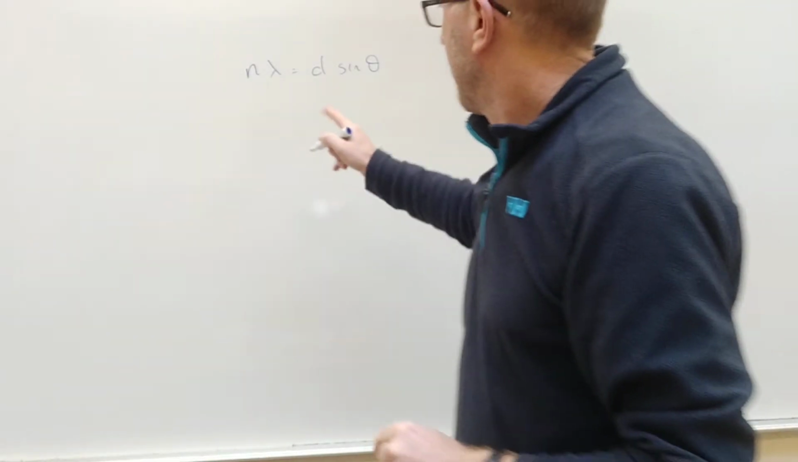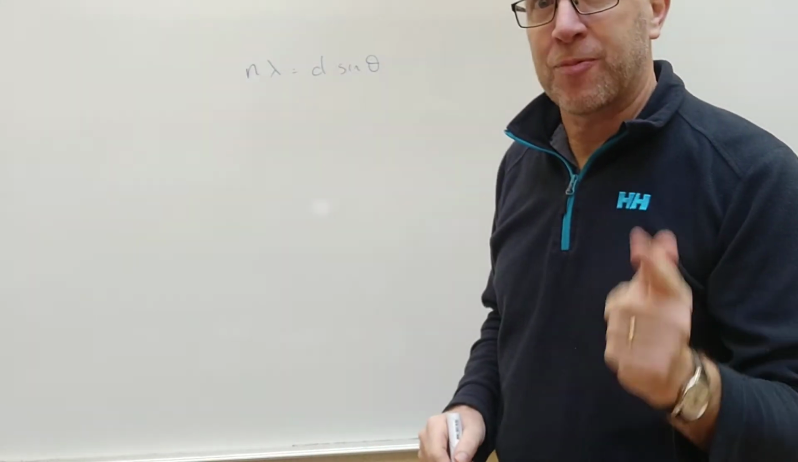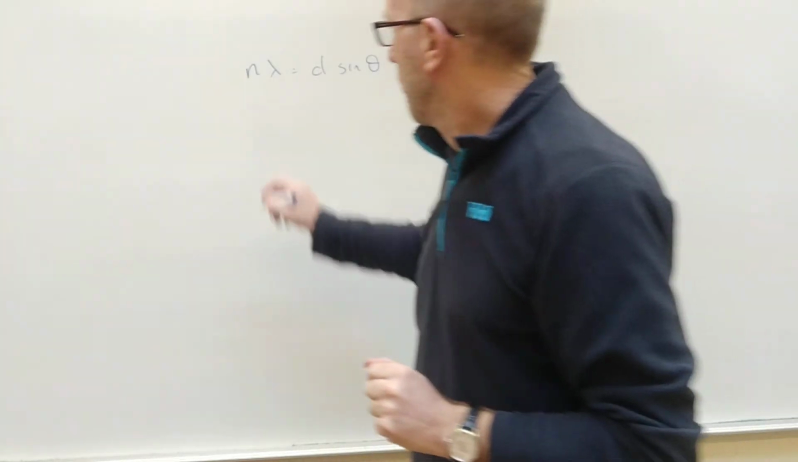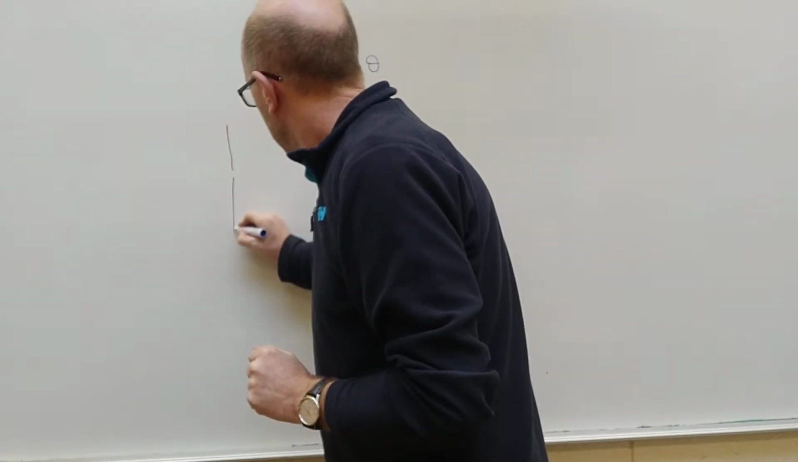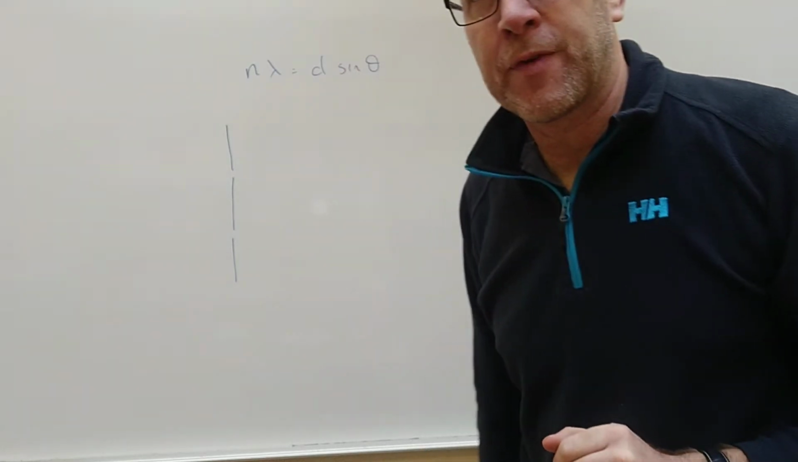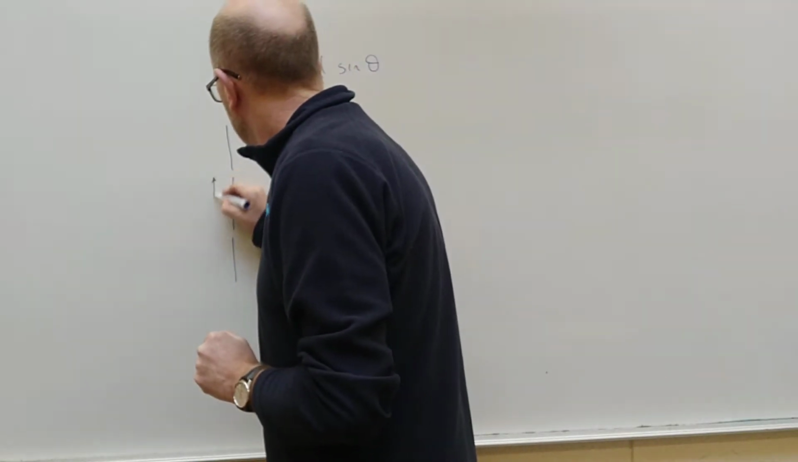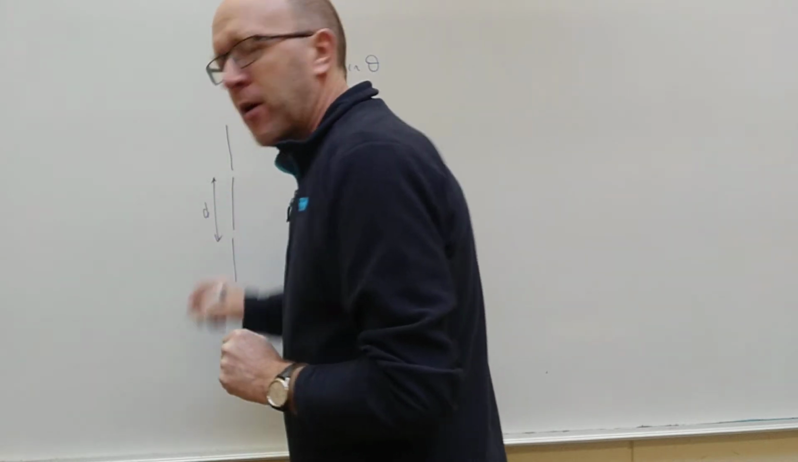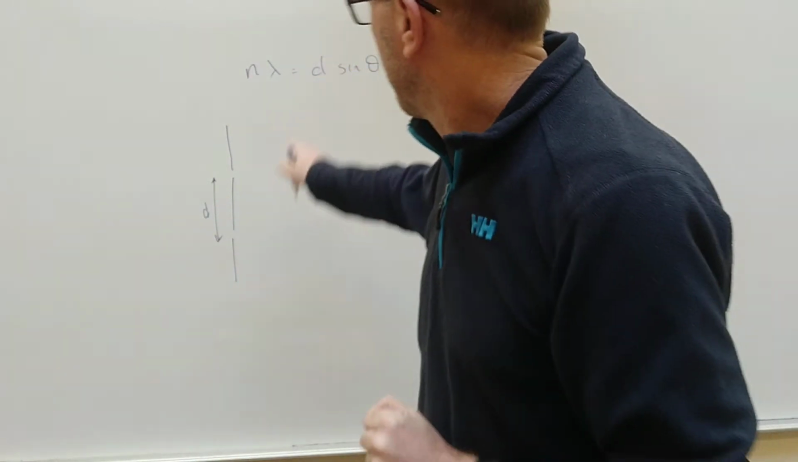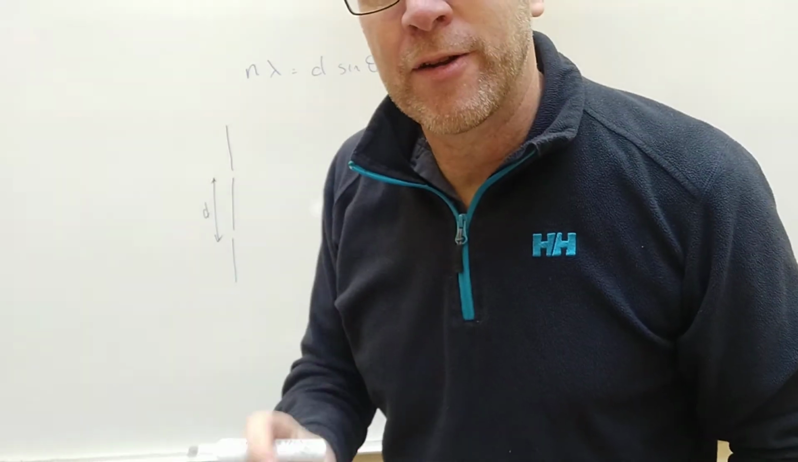Step one, we draw it. The drawing is absolutely crucial here. So we draw two slits, away from each other like that. The distance between the two slits we know is d. The distance between the two slits is d.